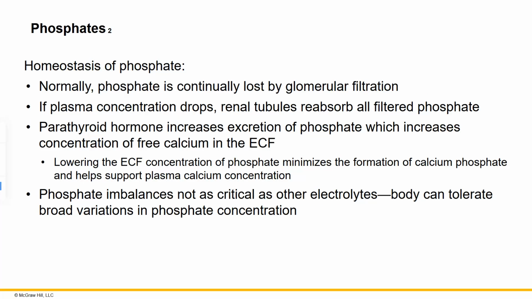Normally, phosphate is continually lost by glomerular filtration. If plasma concentration drops, renal tubules reabsorb all filtered phosphate. Parathyroid hormone increases excretion of phosphate, which increases concentration of free calcium in the extracellular fluid. Lowering the ECF concentration of phosphate minimizes the formation of calcium phosphate and helps support plasma calcium concentration. Phosphate imbalances are not as critical as other electrolytes. The body can tolerate broad variations in phosphate concentration.